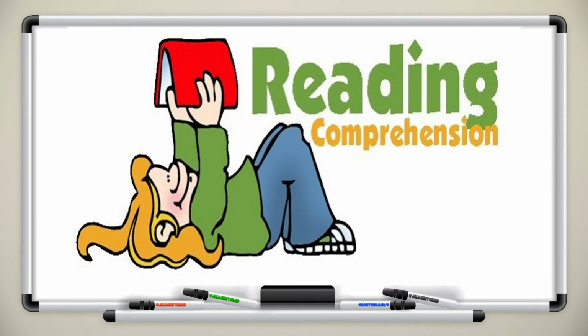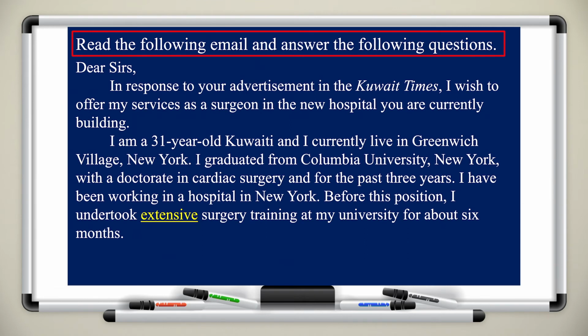Now for reading comprehension, we have this letter. I will read this letter to you. Dear sirs, in response to your advertisement in Kuwait Times, I wish to offer my services as a surgeon in the new hospital you are currently building. I am 31 years old, Kuwaiti, and currently live in Greenwich Village, New York.